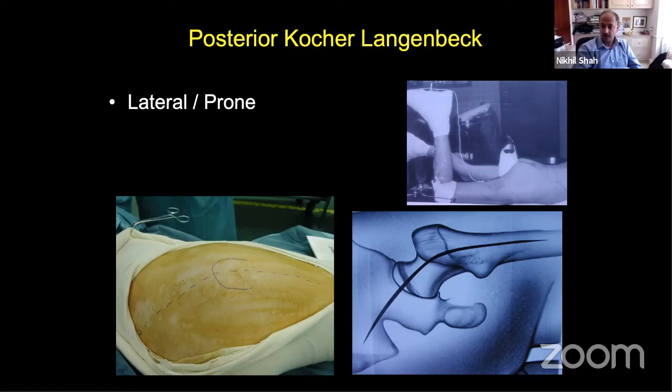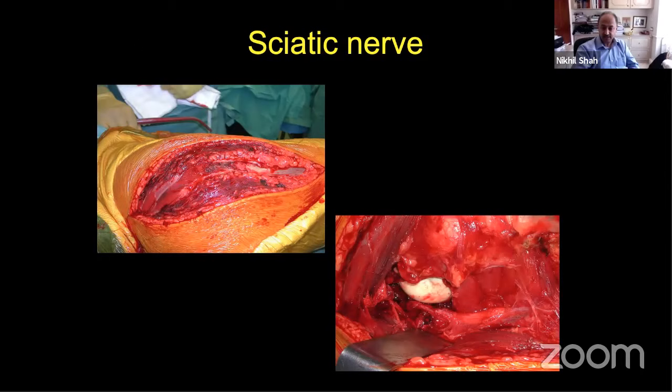The hip is extended and the knee is flexed, and you can see in this case how much trauma was caused to the sciatic nerve. Now, if you look at transverse with posterior wall fractures, Dr. Letournel has described that almost 9% of his cases of this type had a primary sciatic nerve injury even before the surgery happened.